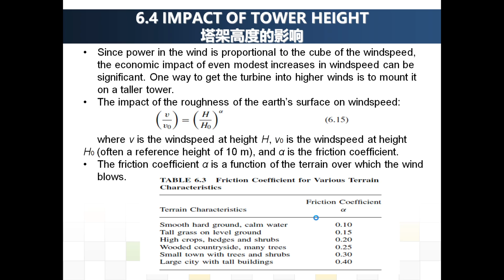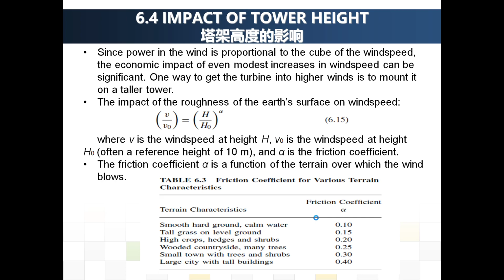Wind speed is greatly affected by the friction that the air experiences as it moves across the Earth's surface. The impact of the roughness of the Earth's surface on the wind speed is expressed using equation 6.15, where v is the wind speed at height h, v0 is the wind speed at height h0, and alpha is the friction coefficient. The friction coefficient alpha is a function of the terrain over which the wind blows.